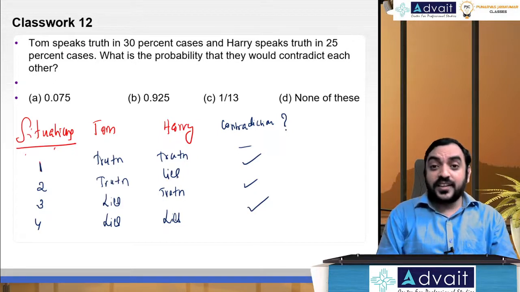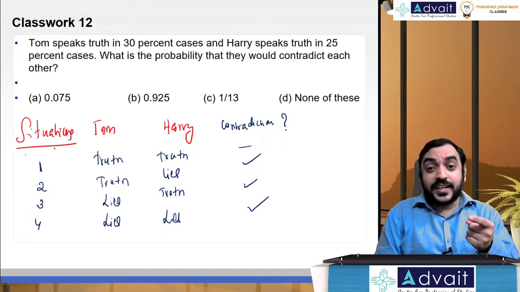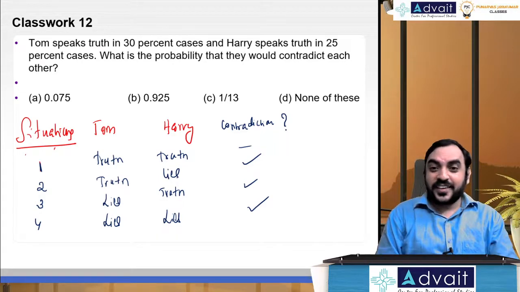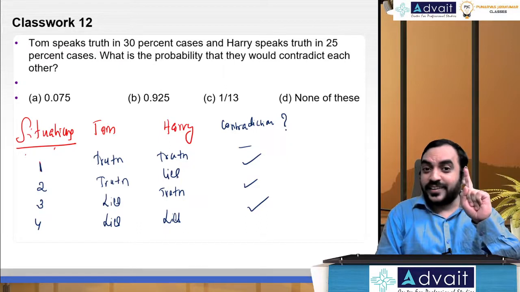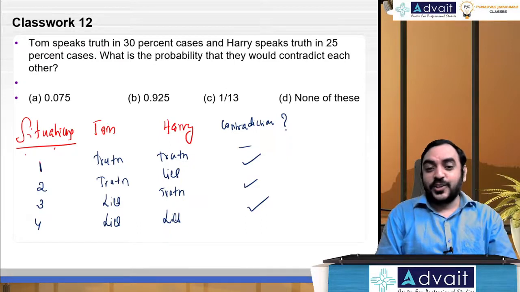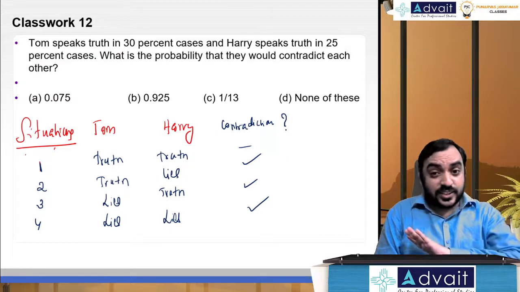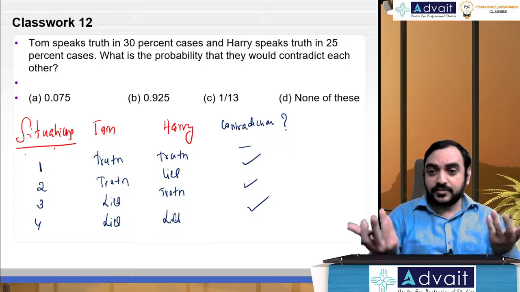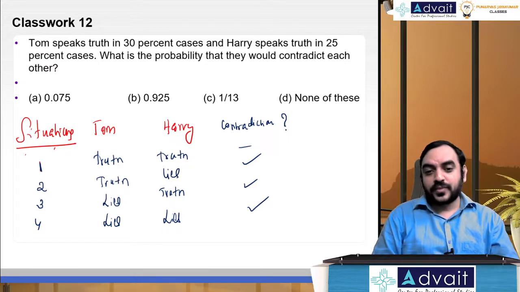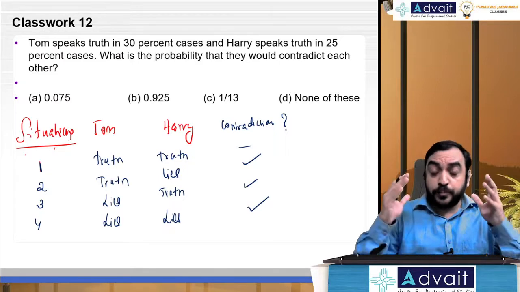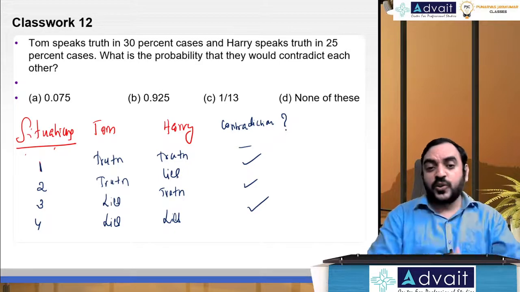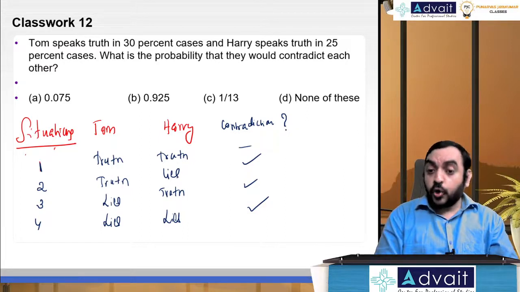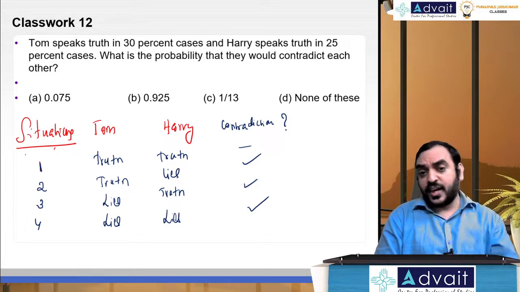Why is that the case? Sir, both are lying. Both are lying, but will they tell the same lie? Are you getting the point? Truth is one, lies are many. So when they are lying, there is no way they can tell the same lie, at least for theoretical purposes. So only when both of them speak the truth, there is no contradiction. In all the other three scenarios, there is contradiction.